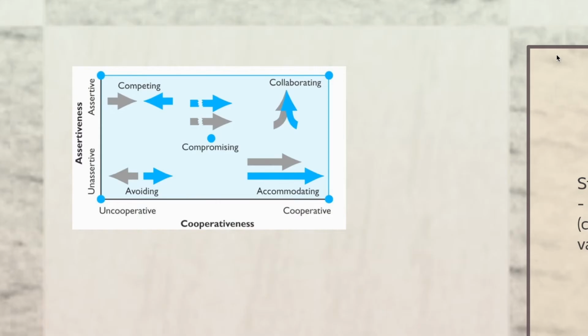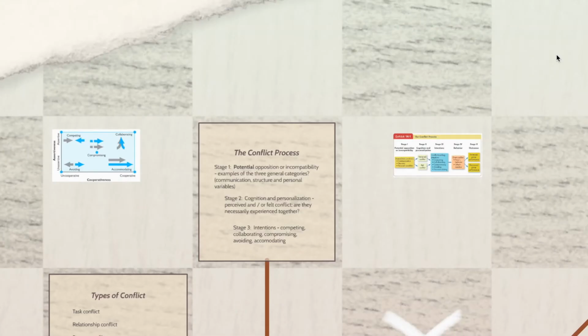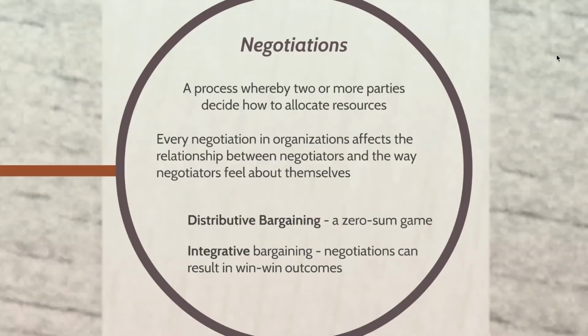This here is just an explanation of those in detail, so I'm going to move right through that pretty quickly. And into negotiations. One way that I'd encourage you to think about negotiations is as a joint decision-making process. So it's a process whereby two or more parties decide how to allocate resources. Every negotiation in organizations affects the relationship between the negotiators and the way the negotiators feel about themselves as well.